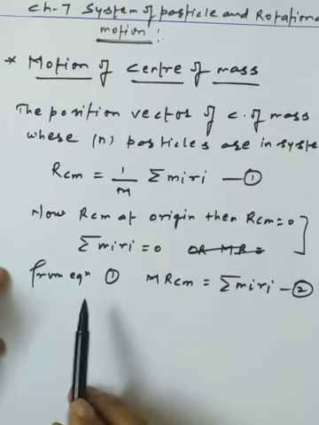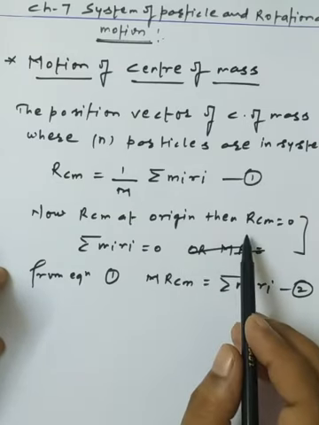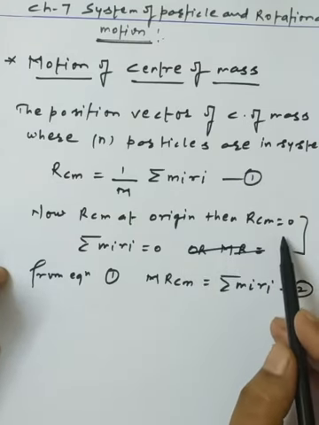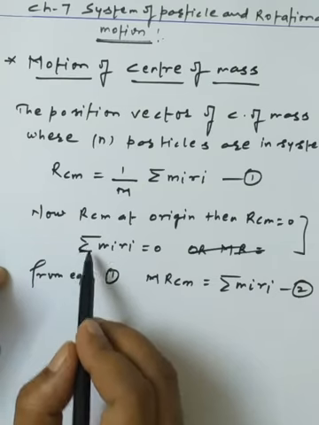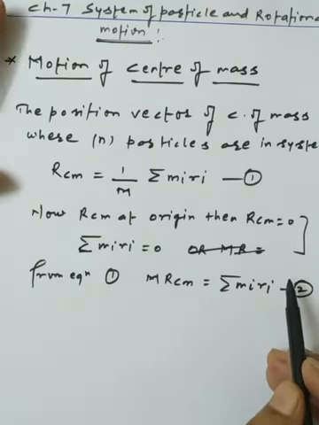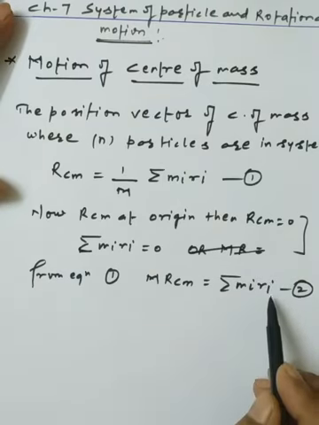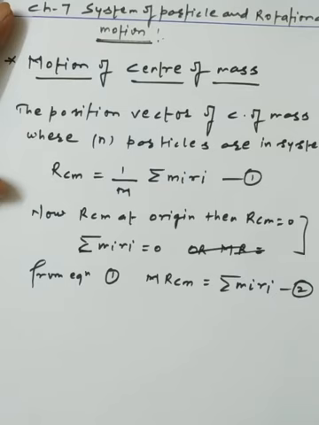Now we can imagine the position of the center of mass at the origin, then we can write that R_CM is equal to 0. So easily we can write that summation m_i r_i is equal to 0. Now we are starting this topic from equation number 1, that M R_CM is summation m_i r_i. This is equation number 2 we have.